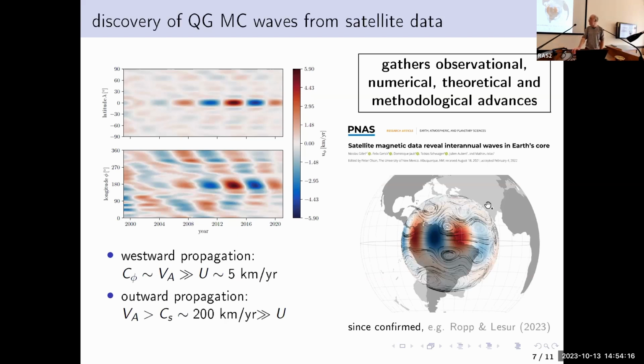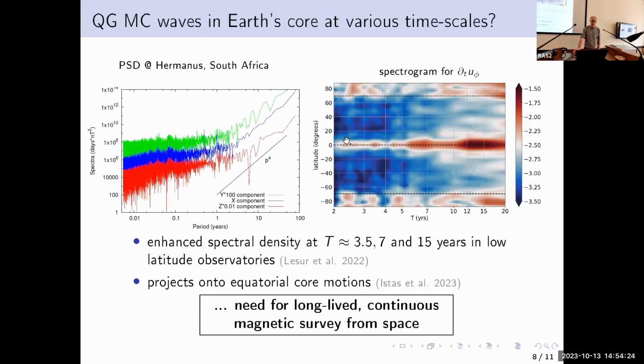So these results have since been confirmed by several independent analyses, for instance, by Guillaume Ropp and Vincent Lesur or Cathy Weller. So now we have been able to isolate these waves, but I believe there are such waves on a broad range of timescales, because there is no reason it should not be the case. And actually, this wave is not the fundamental one of the MC waves.